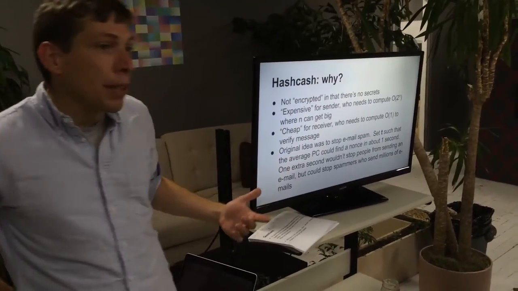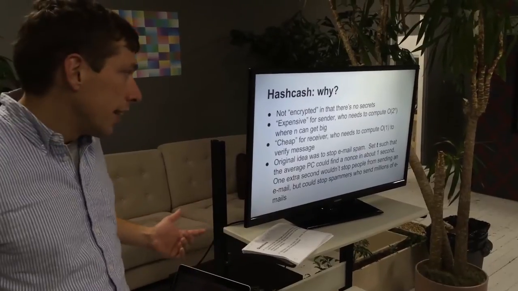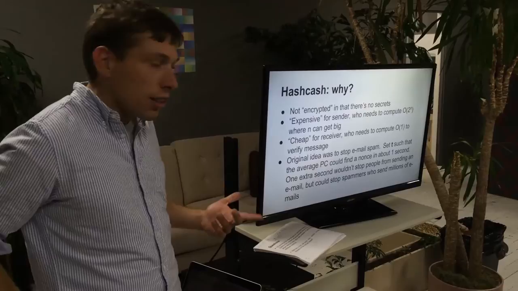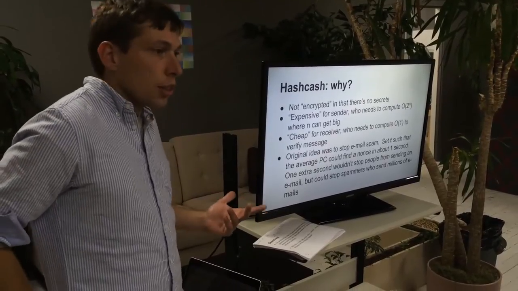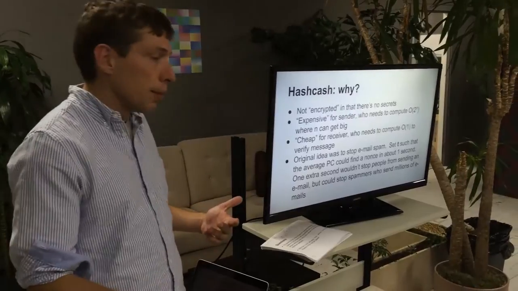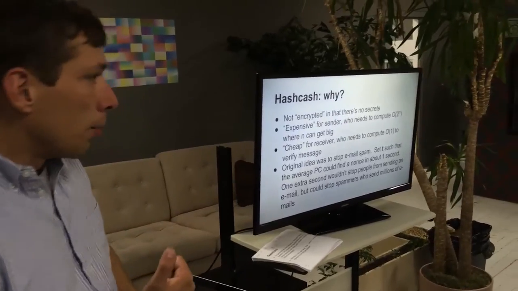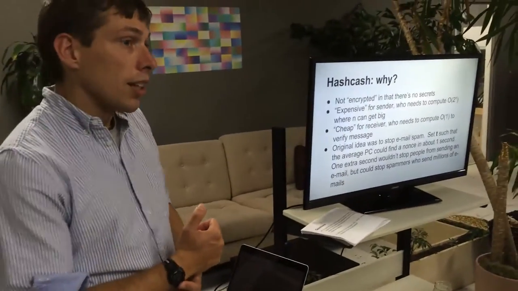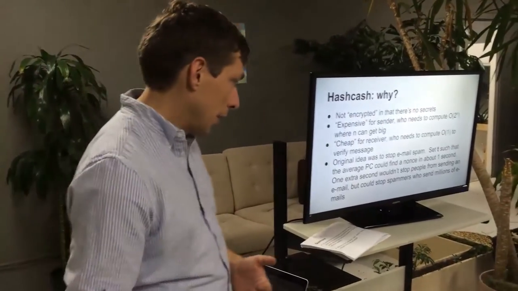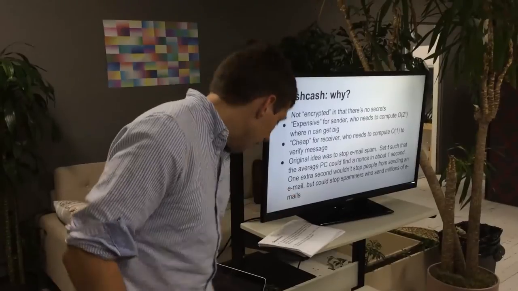So the original idea was to stop email spam in the late 90s. And the idea was, you set T such that the average PC can find the correct nonce in like a second or maybe less. So if you're emailing your friend, your computer just sort of churns for a second when you send an email, which is no big deal. But if a spammer is trying to send a million emails, his computer is only going to be able to send one email a second. And that's going to really slow him down and make it expensive.